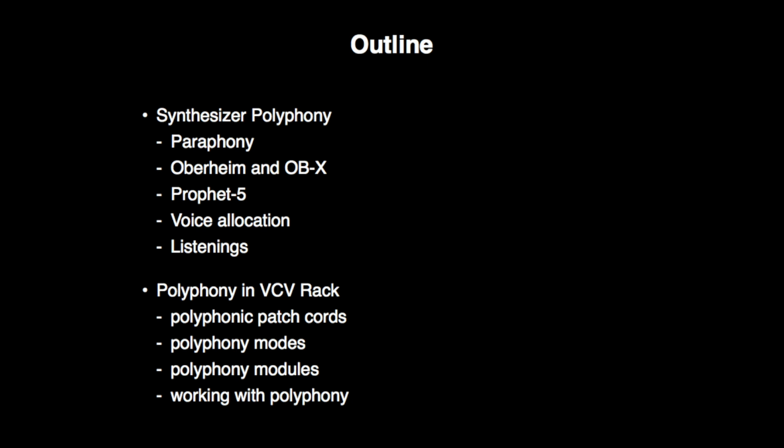So today we talked about synthesizer polyphony, we talked about paraphony, the Oberheim and Prophet 5, how voice allocation works. And then in the Omri Cohen video, you're going to look at how polyphony works in VCV Rack. He'll talk about polyphonic patch cords, the different polyphonic modes of voice allocation, which modules are polyphonic, and some different ways of working with polyphony in VCV Rack.